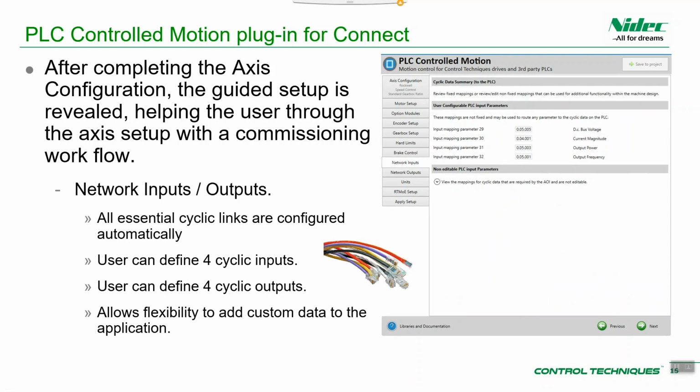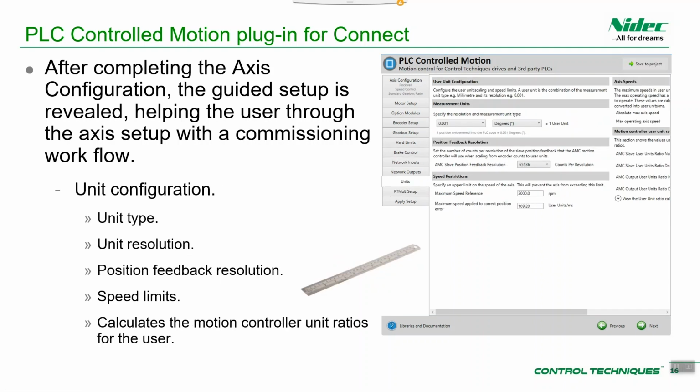Network inputs and outputs. Note that for Siemens products, or Siemens PLCs, these 2 tabs don't appear, so this is exclusively for Rockwell. For Rockwell, you've got the ability with the network inputs and output tabs to define 4 cyclic inputs and 4 cyclic outputs. It allows you to customize the data flow to and from the drive for any additional information that you might need to service your application. When you go to set it up, simply add the parameter numbers that you'd like to get hold of in these setup boxes, and those will either go to the drive or come from the drive.